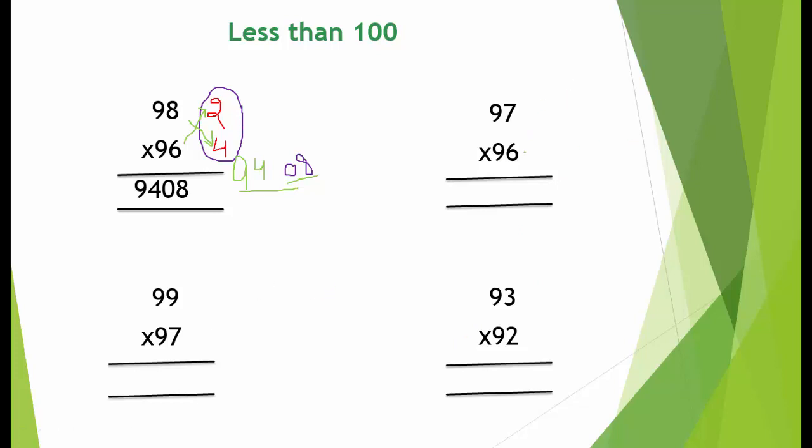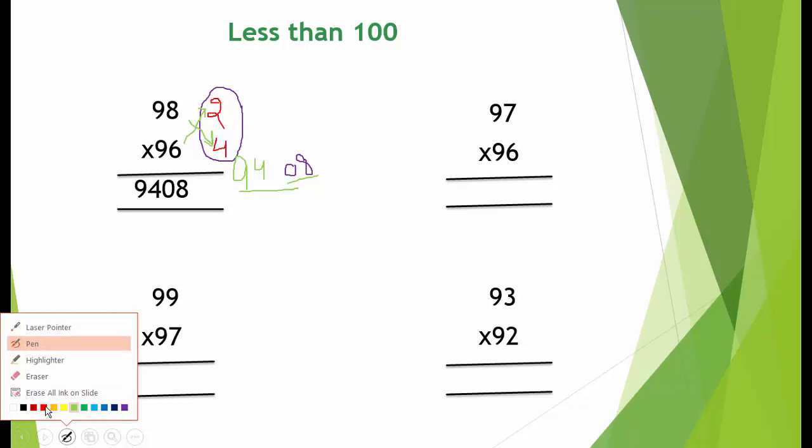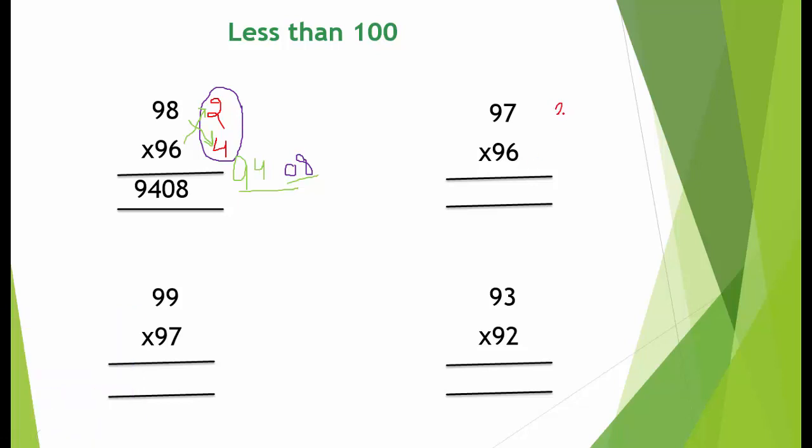97 into 96. First of all write the difference. Here the difference is 3 and 4. Now 3 4s are 12. So we will write 12, then 97 minus 4, this will be 93. So 9312 will be the answer.